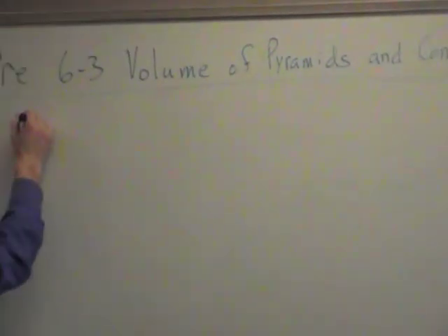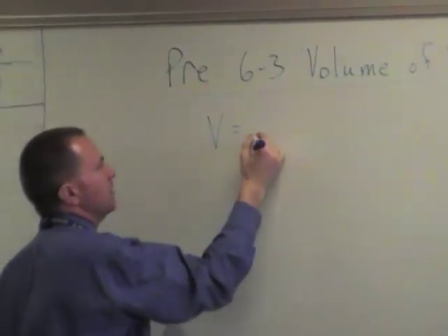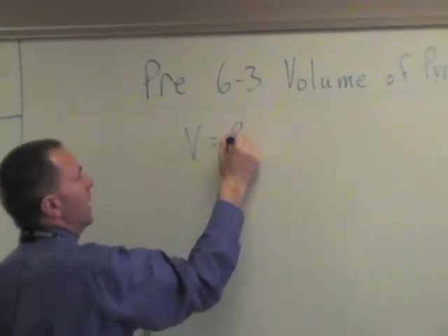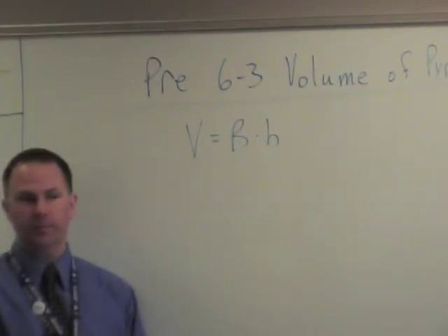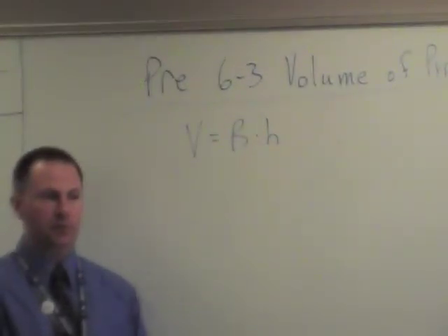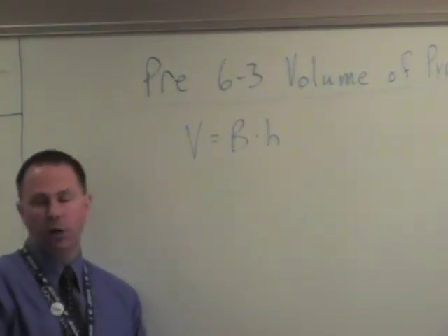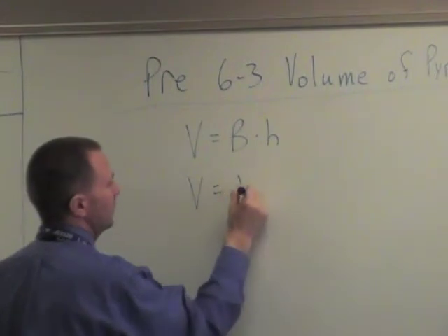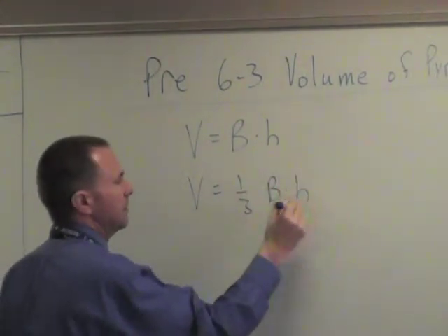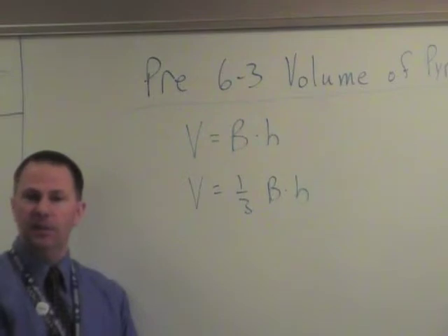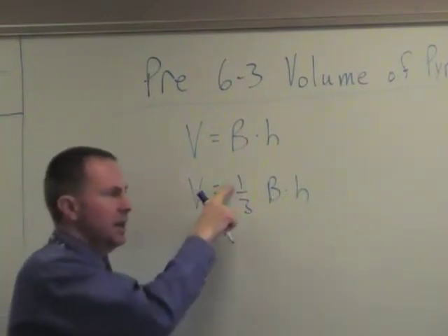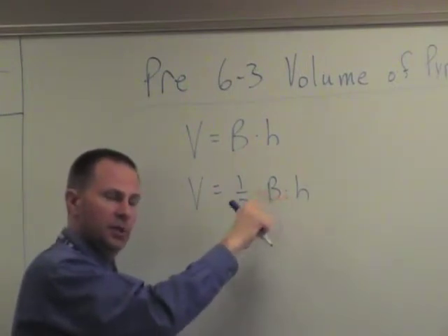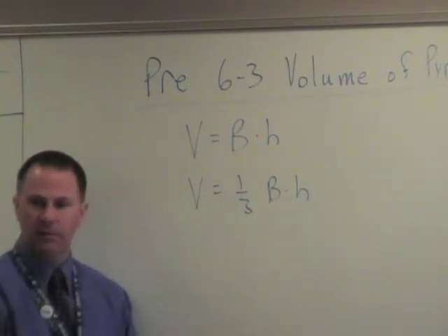Okay. Here's the difference. Yesterday, or Friday, you had the area of the base times the height. Area of the base times height gives you volume. Today, a pyramid and a cone is 1/3 of the area of the base times the height. Here's the difference. You just divide by 3. Oh, that's so much easier. Times this volume gives you the volume, and then you divide by 3. Right?